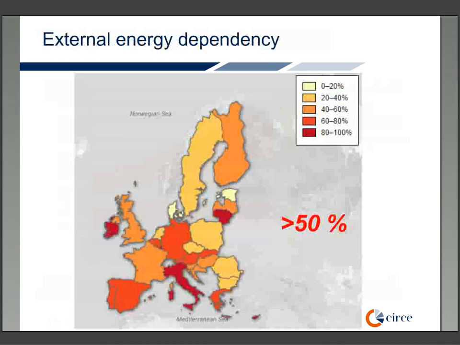Another key factor is the external energy dependency. It's a major issue, specifically for the European Union. On average, the European Union imports more than half of the energy that it consumes, 53%. As can be seen in the figure, some countries have even higher levels of external dependency. The highest one is Luxembourg with 97% of external dependency.